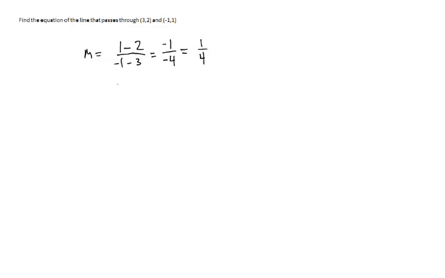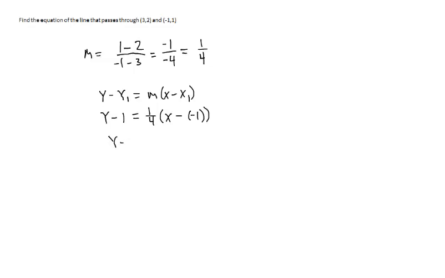And now we're going to go through the same procedure that we did in the last problem. So we're going to start with y minus y1 is equal to m x minus x1. And in this situation, you can pick either point to plug into our point slope form. So I'm going to use negative 1 and 1 because 1's are easier to work with. So I have y minus 1 is equal to 1/4 x minus, and x1 is negative 1, so minus a negative 1. And now I'm going to solve for y.